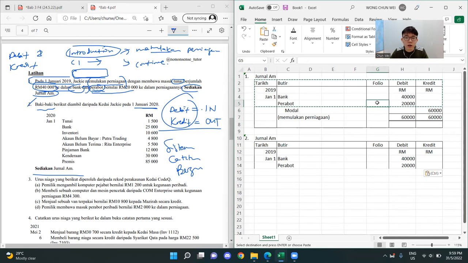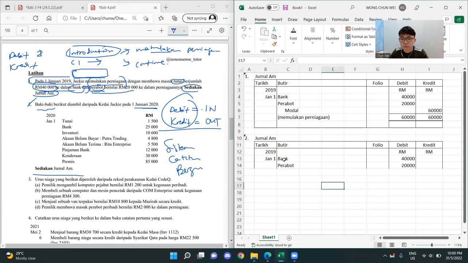It will normally be used when we do computer-based accounting. So when we want to check what happened, there's a code that is easier for us to check. But now because it's handwritten, we don't need this column. You just put it there as a form of format. But we are not going to use this folio column, right?